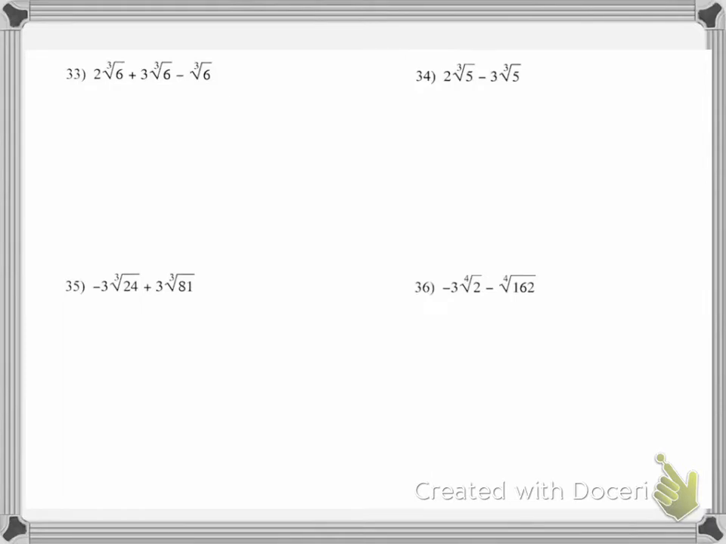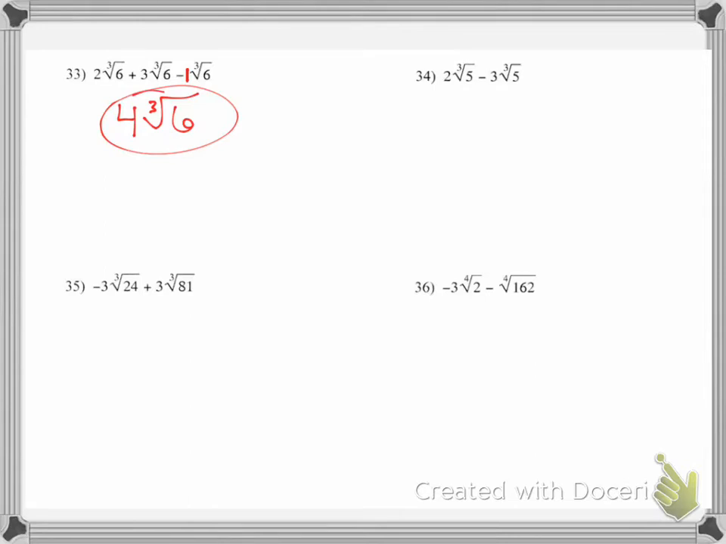So if you look at the first couple of examples here in 33 and 34, these are going to be easy to combine because they all have the same type of root, and they're all taking the root of the same thing. So in 33, all I'm going to do, they all have cube root 6. 2 plus 3 minus that invisible 1. This simplifies to 4 times the cube root of 6. And that's it.